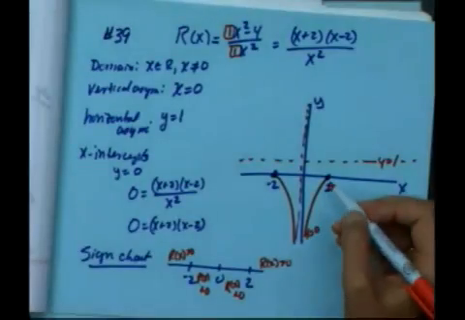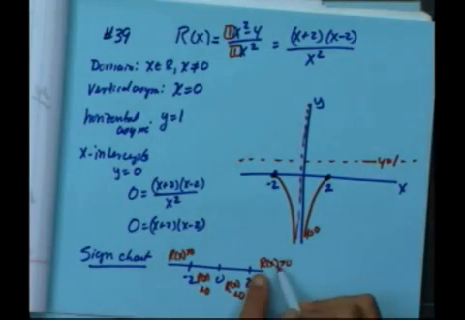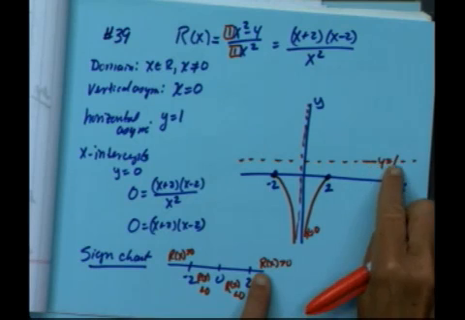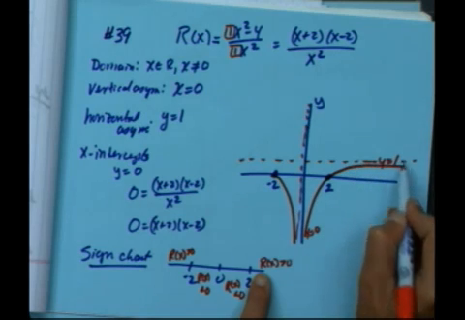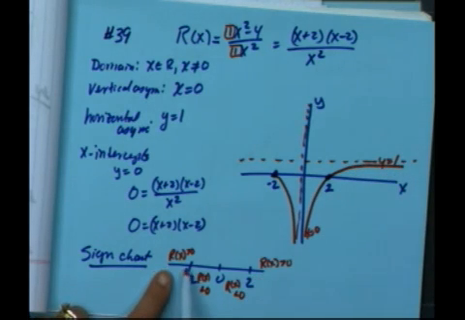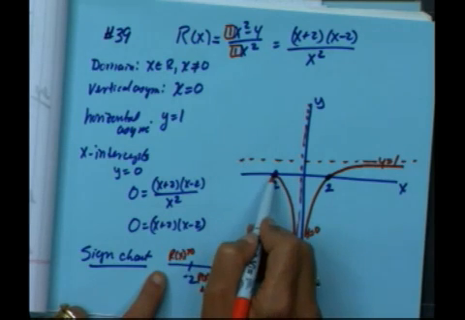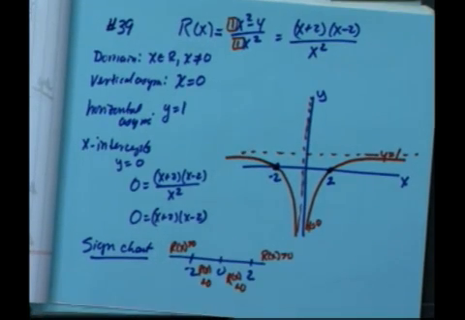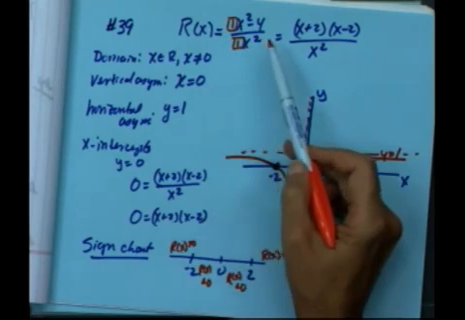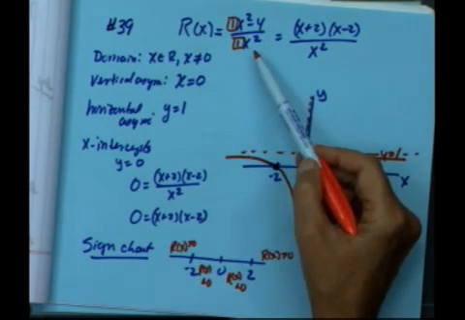Okay? So this says the y values are bigger than 0, but we know it's got to approach this line. So we're going to curve it around like this. And over when x is less than -2, the y values are positive, and they got to approach our horizontal asymptote, so it's going to look like this. So this is the graph of r of x equals x squared minus 4 over x squared.